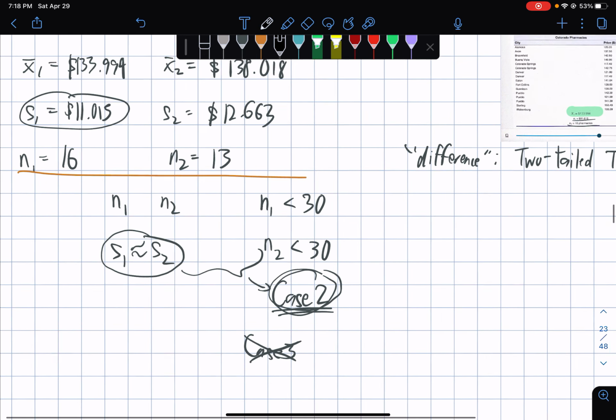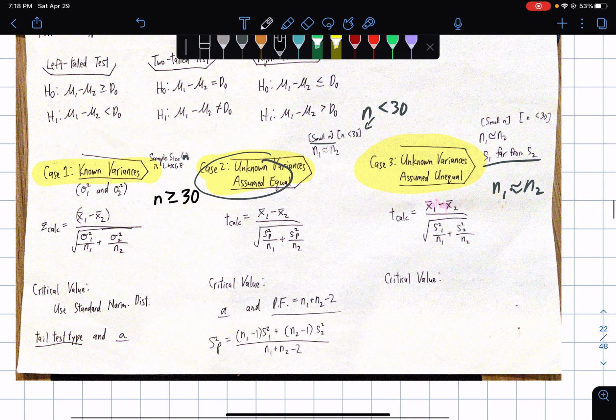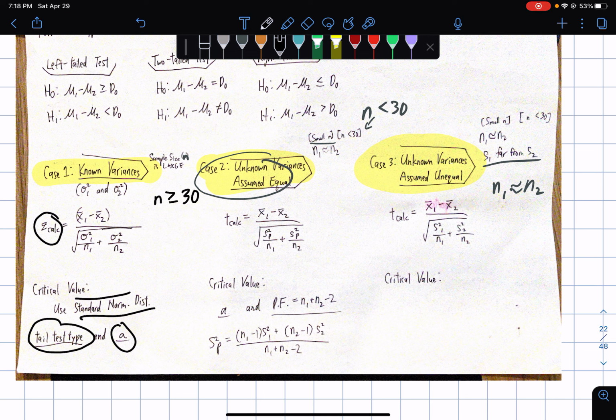Let's rewrite the formula. By the way, for case 1, because it says z-calc, we use the z-table to find the critical value. Of course, in a z-table, you need to look for the a variable and the tail test type in order to determine the critical value. You use, in other words, the standard normal distribution. For case 2 and case 3, as you can see, they're both t-calc. So they use the t-table in order to determine the critical value using a and the degrees of freedom. So more on that later about the degrees of freedom.